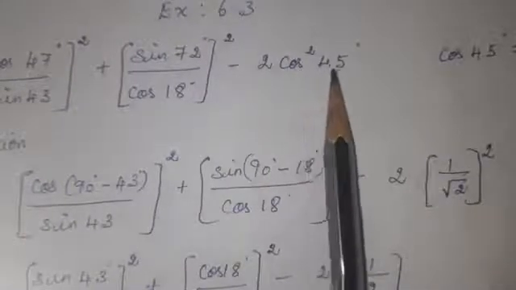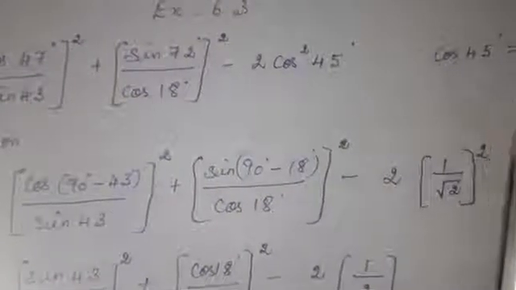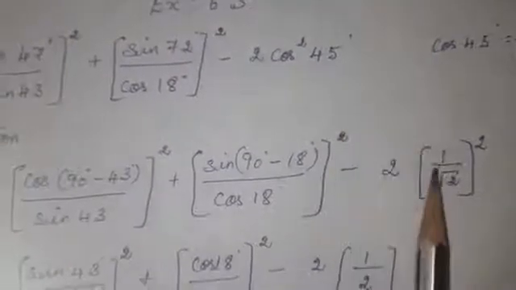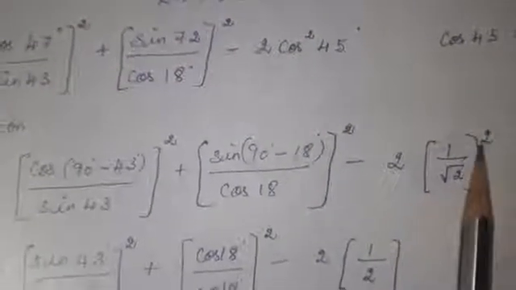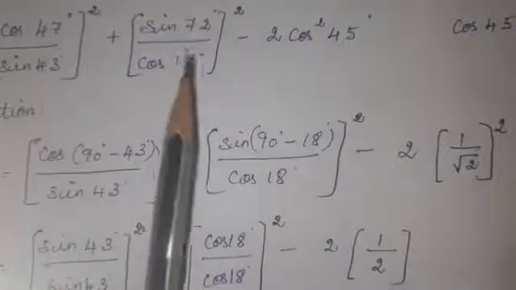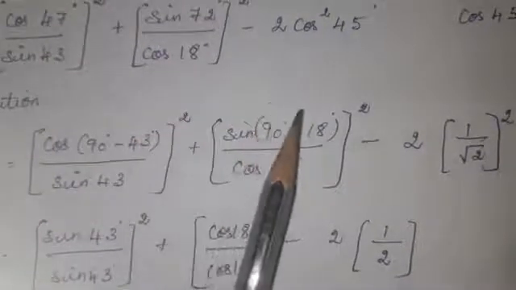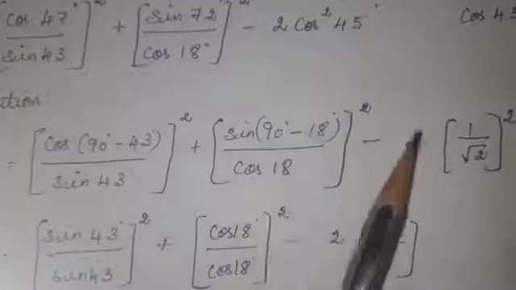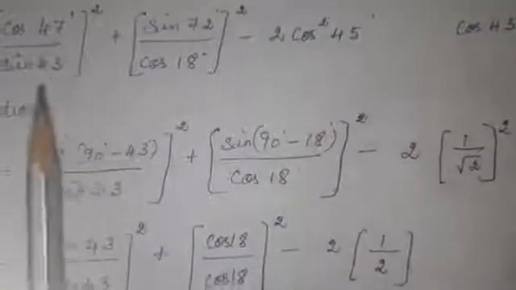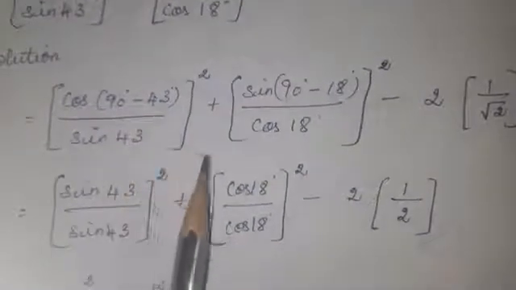In the trigonometric table of ratios for special angles, you know the cos 45 degrees value. What is that value? It is 1 by root 2. So here I write cos 45 is 1 by root 2, the whole squared. For 47 and 72 we don't know the values. We only know the values for 0, 30, 60, 45 and 90 degrees. If they give those, we can write the value. For the others we don't know the values, so we are going to use the complementary angles formula.